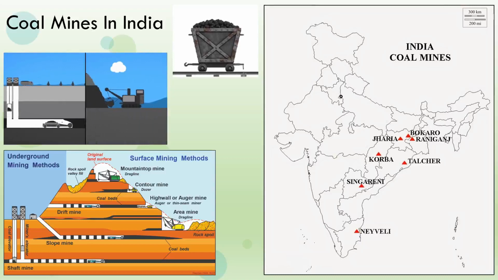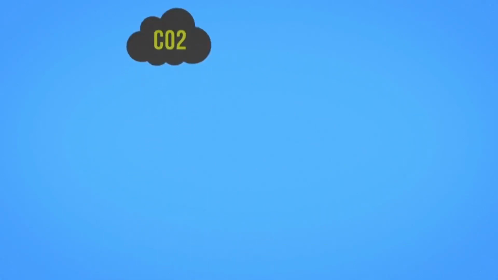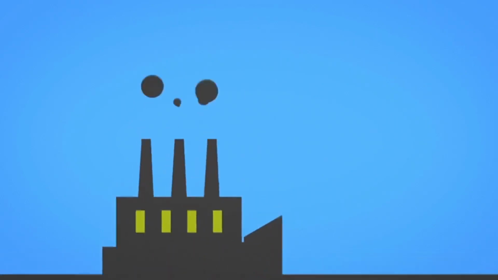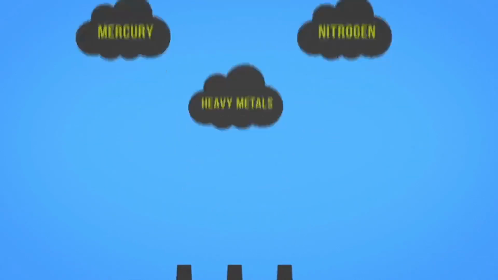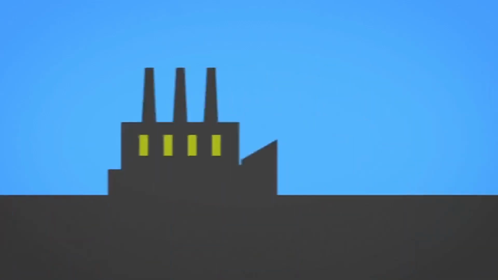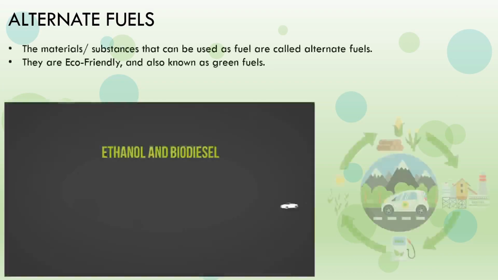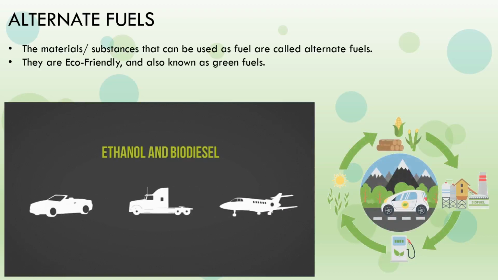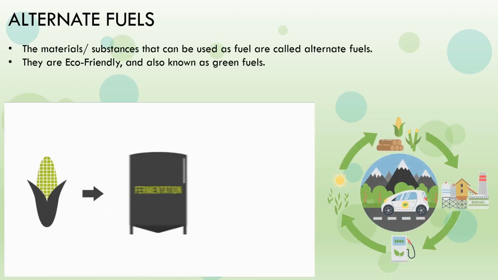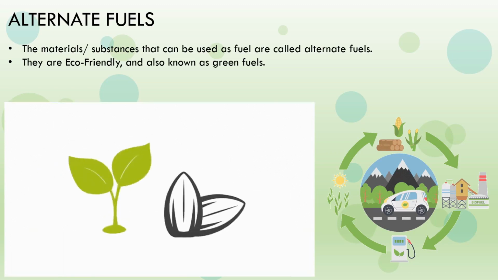Now we will discuss alternate fuels. We know that fossil fuels are not only limited and non-renewable but also harm the environment. With growing concern for the environment, there is continuous research going on to find alternatives to fossil fuels. Such fuels are called alternate fuels. Alternate fuels are materials or substances that can be used as fuels. They are environment friendly and hence called green fuels. Some alternate fuels are mentioned below.